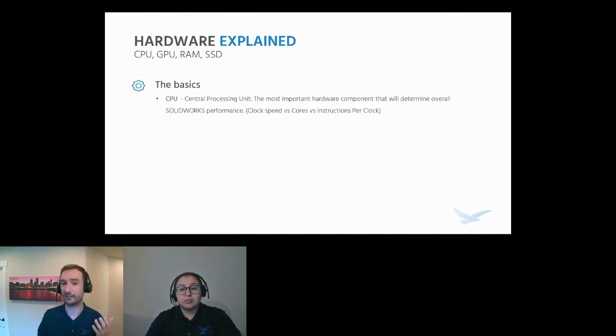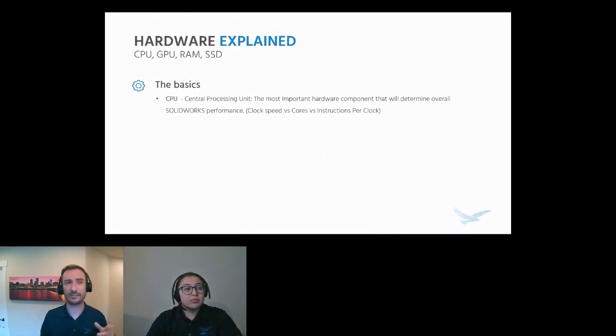And you'll see a core number. Typically, you're going to see 4, 6, 8, 10, 12 cores now, and that's just how many simultaneous threads it can process at any given time. And then the last metric that I want to talk about, that people don't talk about all that much, is instructions per clock.